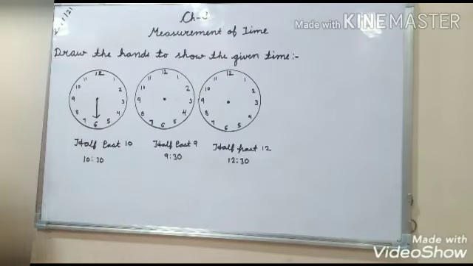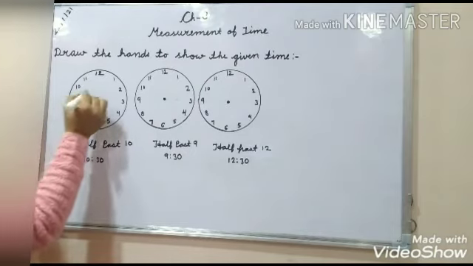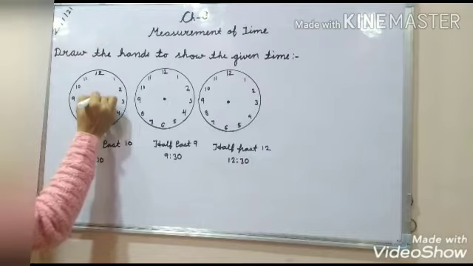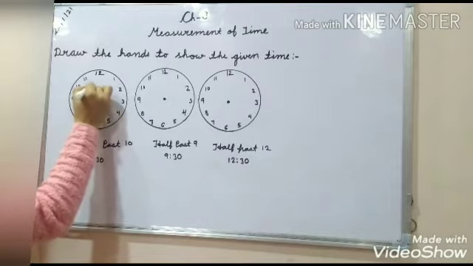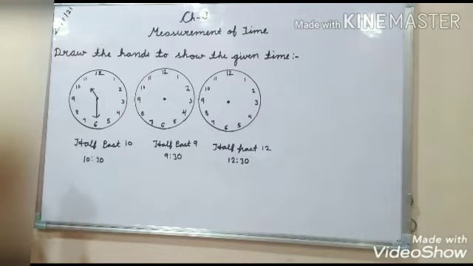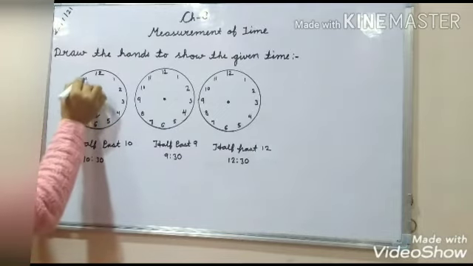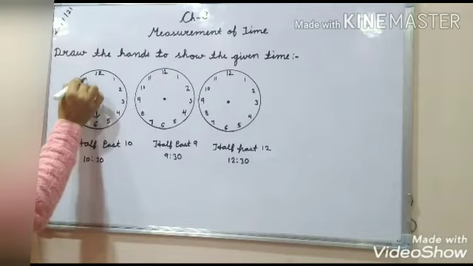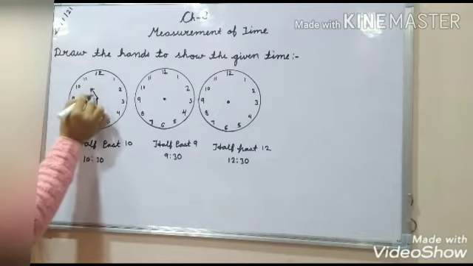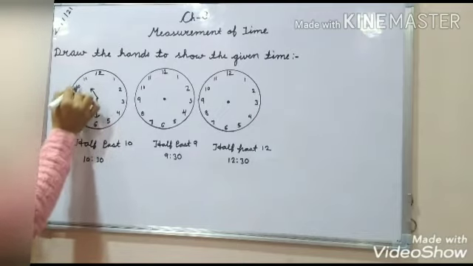That means already half an hour has passed. So we will make the short hand between 10 and 11 because half an hour has already passed. So it will come between 10 and 11, 10 and the number that is ahead of 10. You have to make the short hand between them.